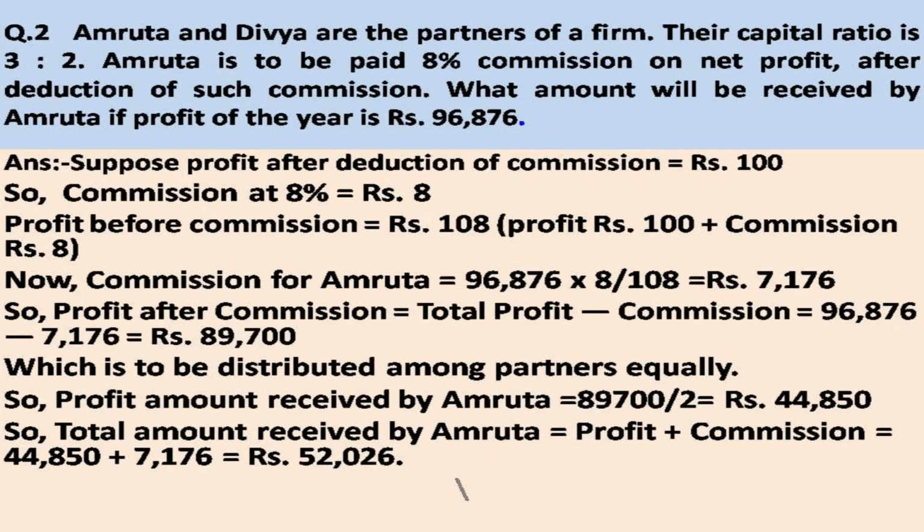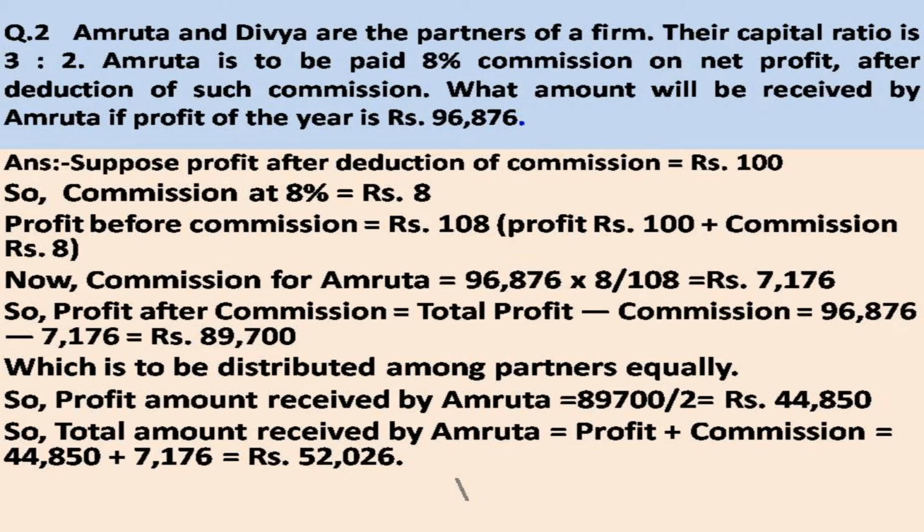Now solve the answer. Suppose profit after deduction of commission is rupees 100, because we don't know the profit after deduction of commission. So we assume rupees 100. So commission at 8% is equal to 8. If 100 rupees are there and the percentage is 8, then 8 rupees. Profit before commission is 100 plus 8, which is equal to 108.